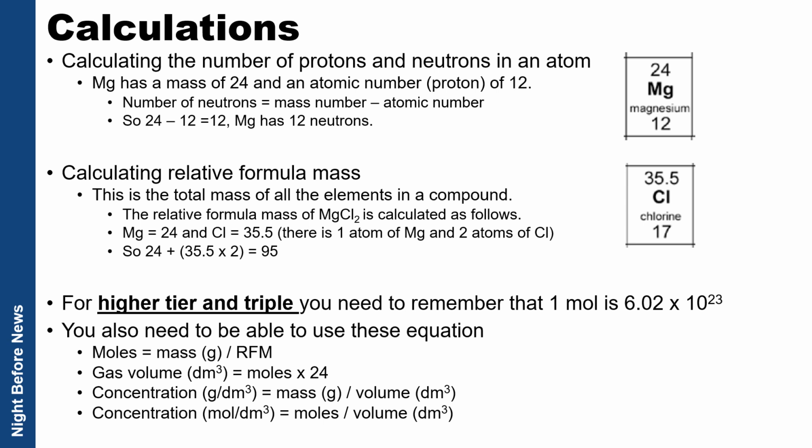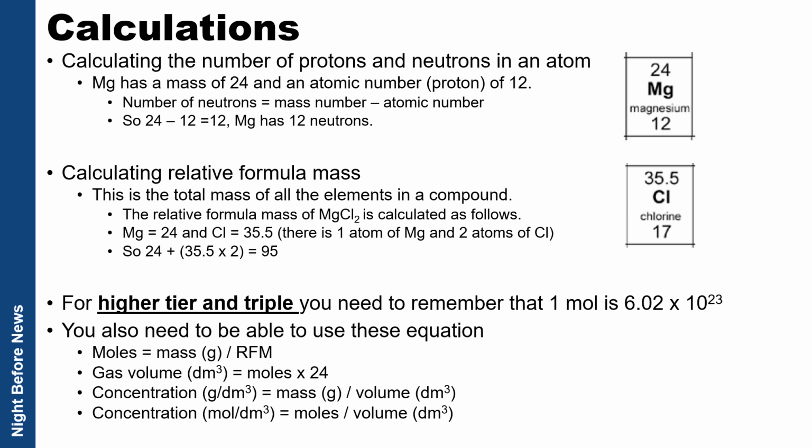Now the next section is for higher tier and triple students only. If you're sitting foundation, you don't need to know this, but for those of you who are sitting triple and higher, you need to know that 1 mole of any substance has a value of 6.02 times 10 to the 23. So if you've got, for example, 24 grams of magnesium, which is its mass, you would have 6.02 times 10 to the 23 atoms of magnesium.